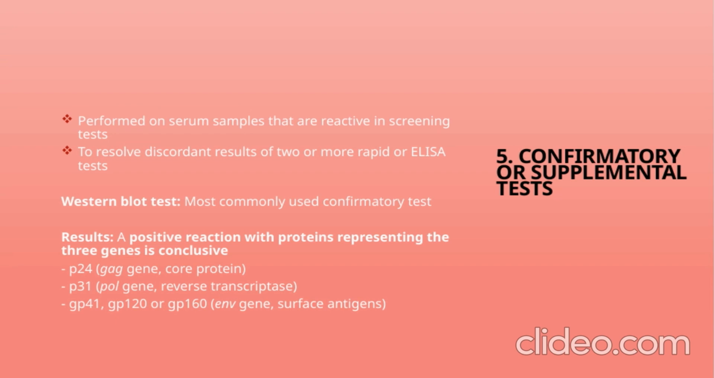This means that if the Western blot shows reactivity with these specific proteins, we can confidently confirm the presence of infection. This step is crucial because it helps us differentiate true positives from false positives, ensuring accurate diagnosis and proper management. So, in summary, Western blot serves as a vital confirmatory or supplemental test, especially when initial screening results are uncertain. It provides a detailed protein profile that helps us make a definitive diagnosis.